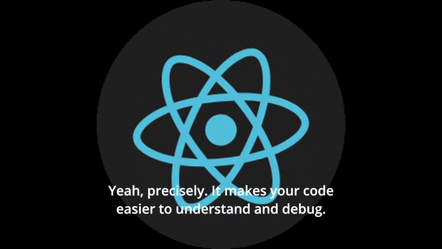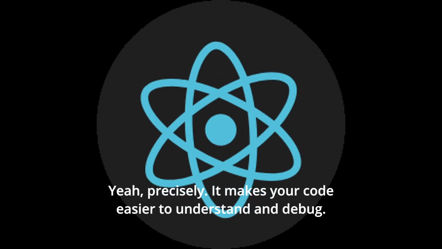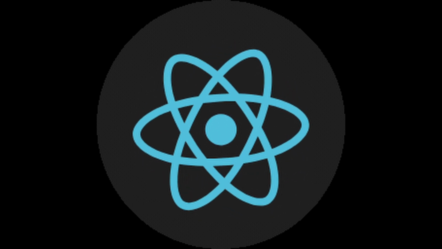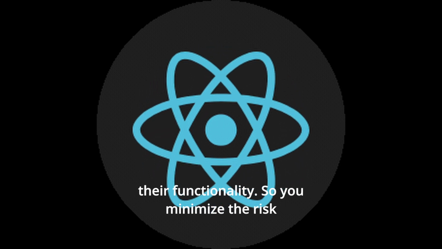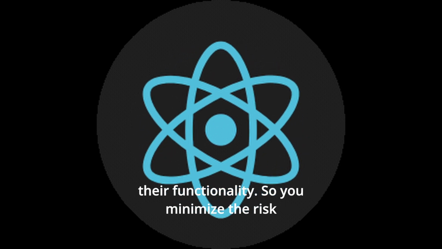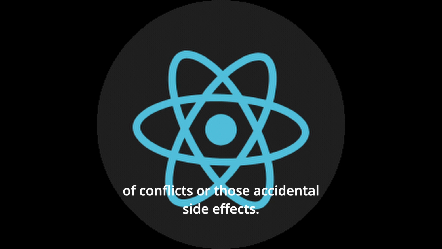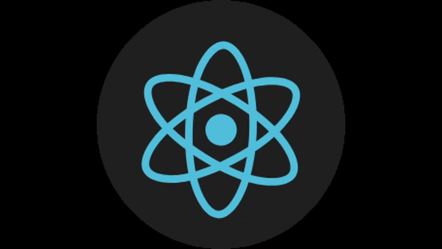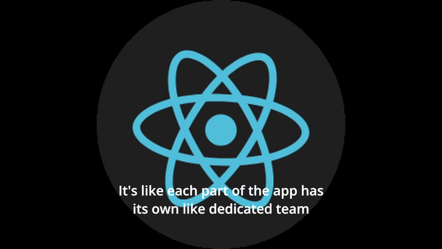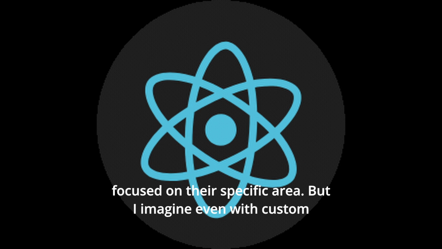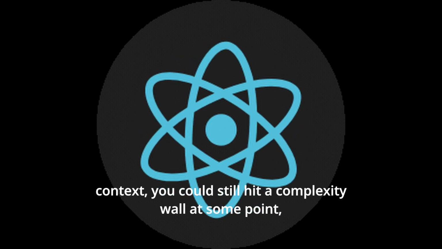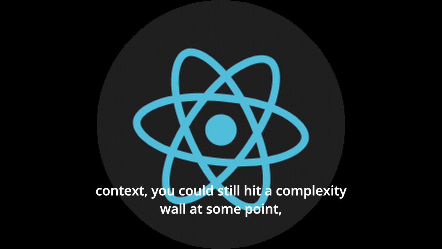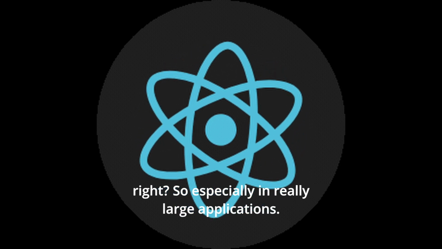Yeah, precisely. It makes your code easier to understand and debug. Components only interact with the contexts that are relevant to their functionality, so you minimize the risk of conflicts or accidental side effects. It's like each part of the app has its own dedicated team focused on their specific area. But I imagine even with custom context, you could still hit a complexity wall at some point, right? Especially in really large applications.